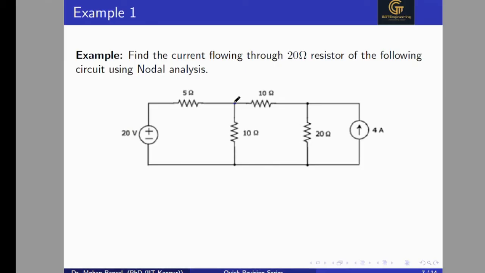Here we consider one node is 1 and the voltage at this node is V1, the voltage at this node is V2, and we consider the third node to be the ground. We can consider this third node, the ground, as 0 voltage. So now we apply KCL for nodal analysis at node V1.